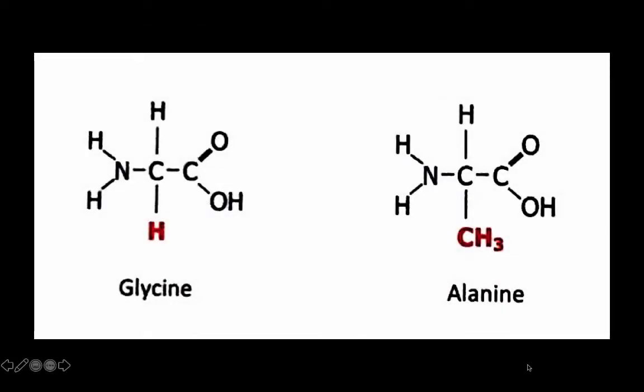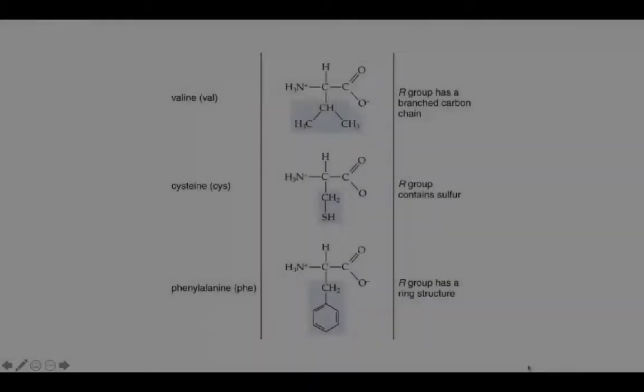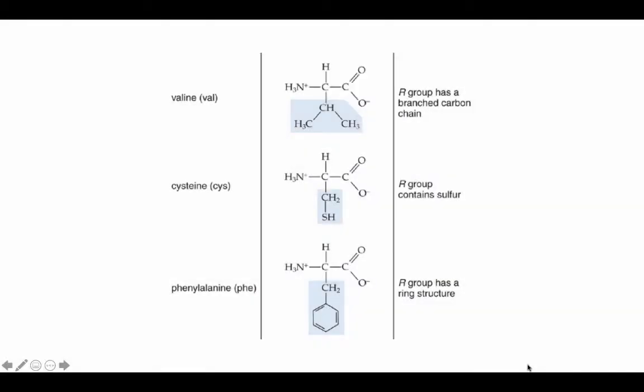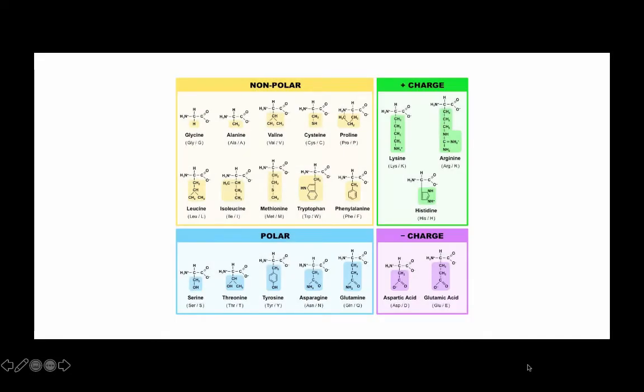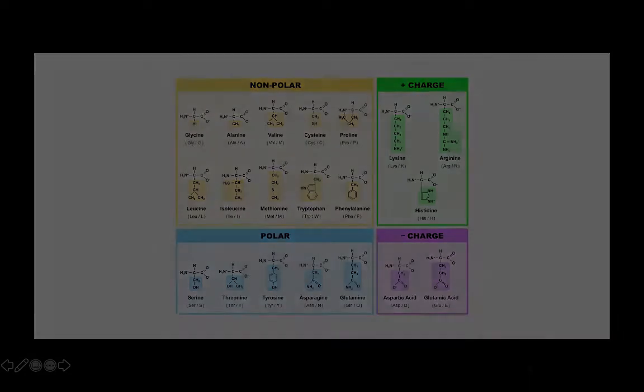Here we see two of the simpler amino acids, glycine with a simple hydrogen as its remainder group, and alanine with a methyl group for its variant group. On this slide we see three more amino acids: valine with a branched carbon variant, cysteine with a sulfur in its variant group, and phenylalanine whose R group is a hexene ring. Here is the complete list of the amino acids grouped by their polarity and charges.